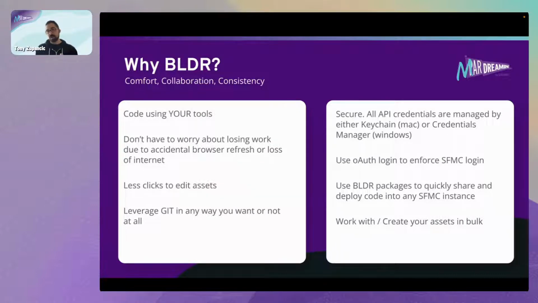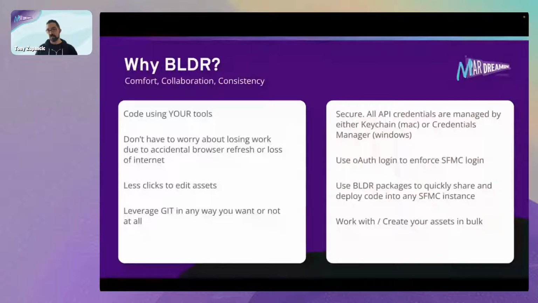With Builder, you are clicking less. So in order to edit some content within Marketing Cloud, it might be 3 clicks, it might be 5 clicks. When it's in your local text editor, you don't have to click through all of the assets just to get to your content. It's right there in your file. And again, you're able to leverage your Git in any way that you want, any workflow you want, whether you use that through command line or if you use that through a graphic user interface such as GitHub Desktop.